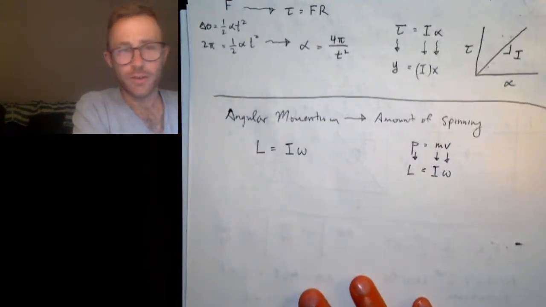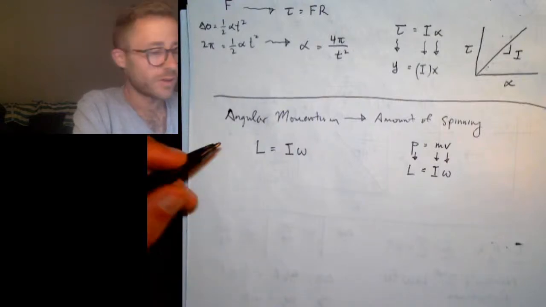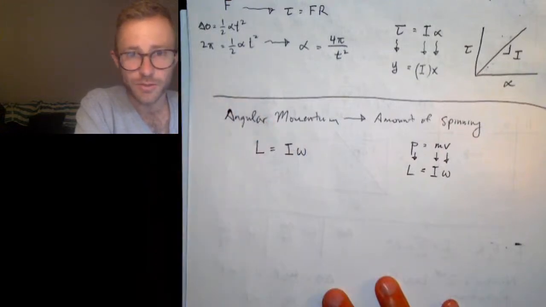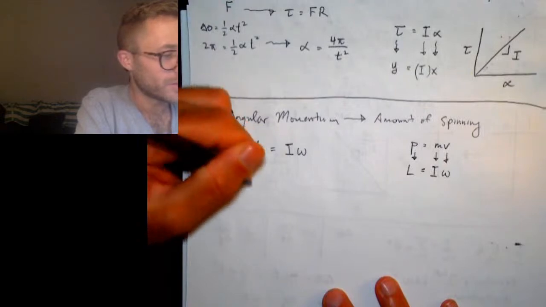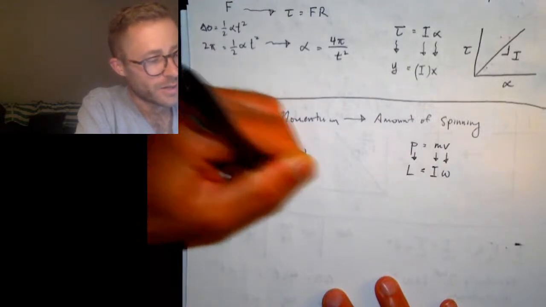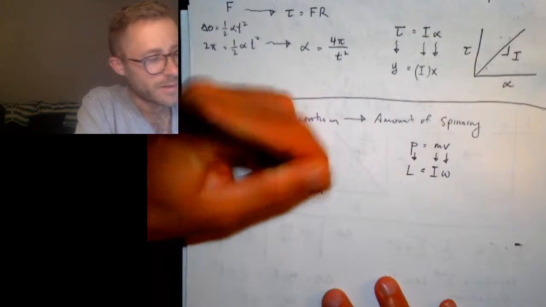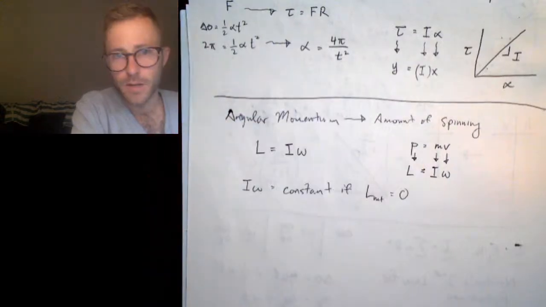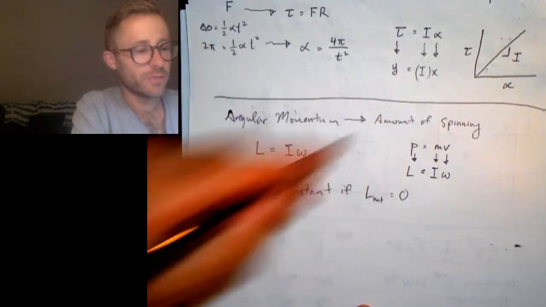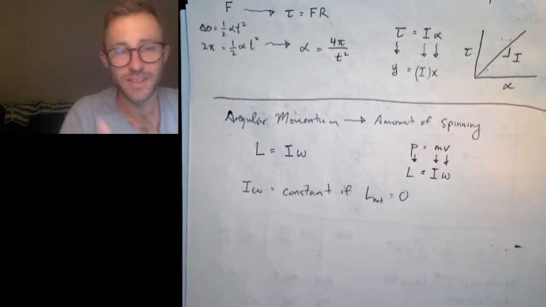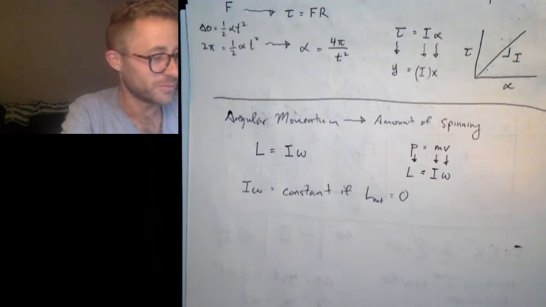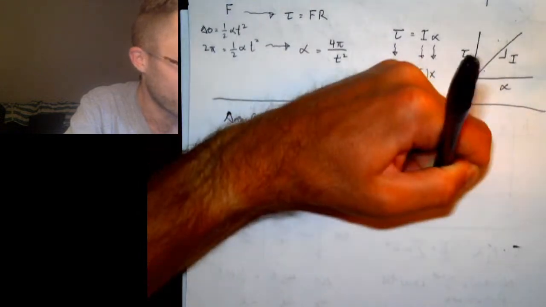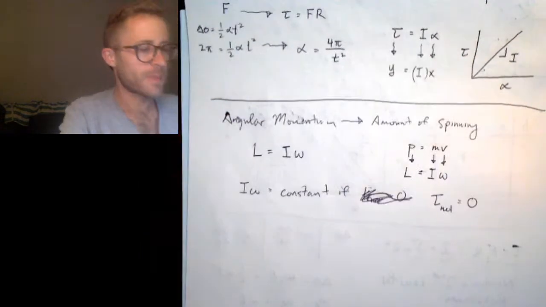So it turns out that just like momentum is conserved, if there is no torque on the system, then angular momentum will also be conserved. So I omega is going to be a constant if the net torque on the system is equal to 0. Okay, so it's the amount of spinning. So if there's something that's changing the amount of spinning, the angular momentum is going to change. Oops, this should say torque net equals 0. Okay.